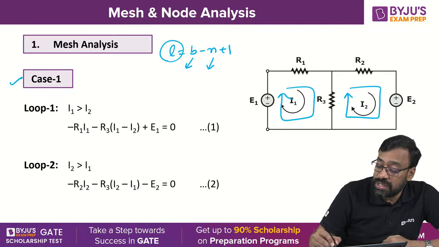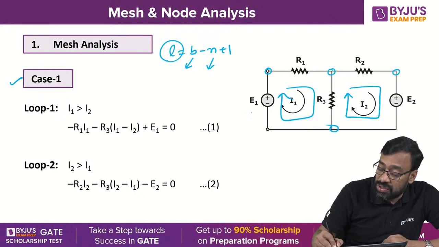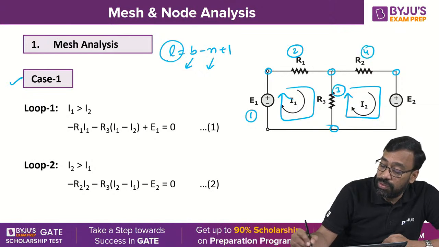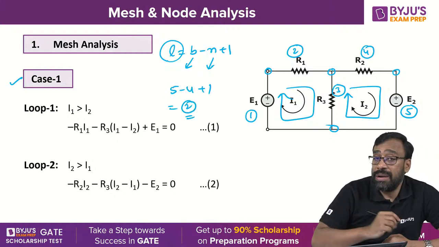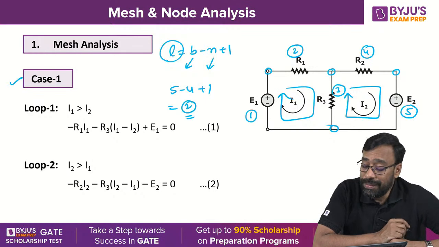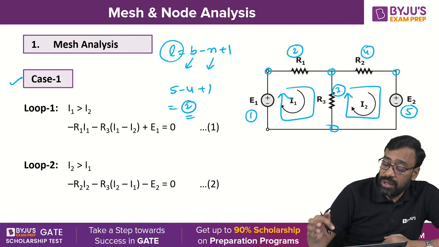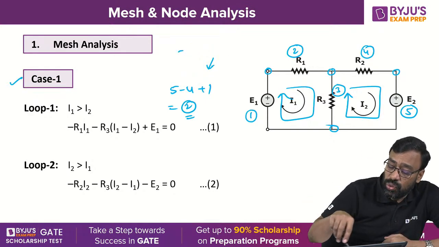Look at this: how many nodes are there? 1, 2, 3, 4 nodes. How many branches? 1, 2, 3, 4, 5. So 5 branches, 4 nodes plus 1. How many here? 2 fundamental loops. But in mesh analysis, you can select any 2 loops because the number of loops is 2, right?